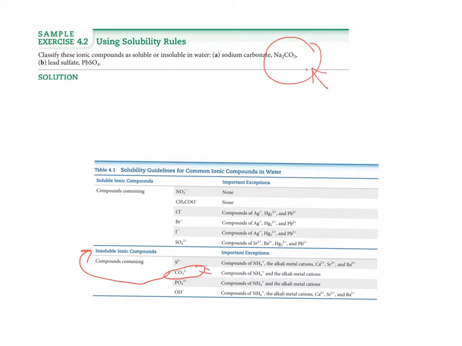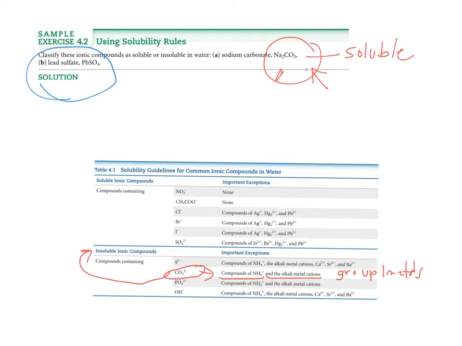However, I have to check the exceptions before I write down insoluble. It says the exceptions are compounds with ammonium, no ammonium in here, and the alkali metal cations. Those are the group 1 metals. So I say, well, is sodium a group 1 metal? Why, yes it is. So that means sodium carbonate is an exception to this insoluble rule. So sodium carbonate will be soluble because it's an exception.